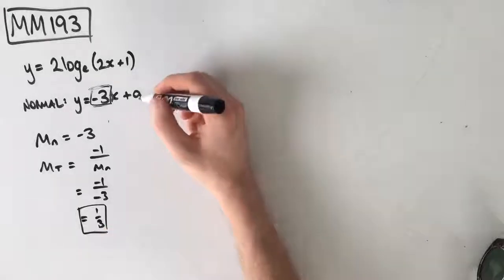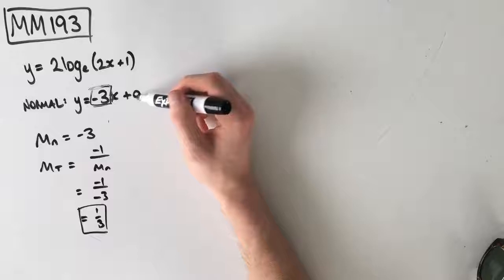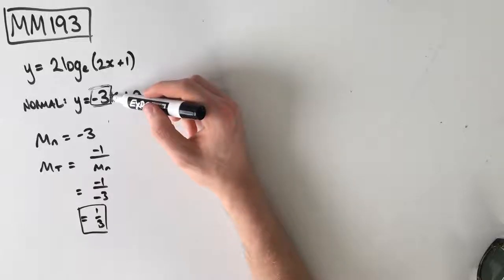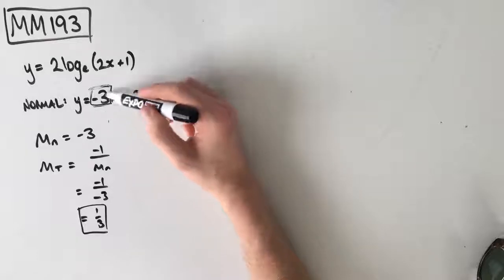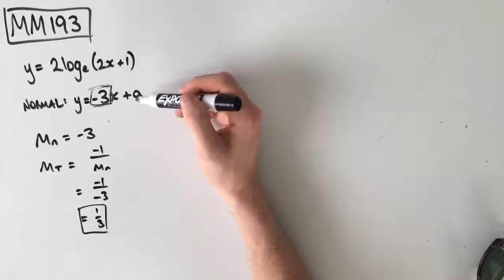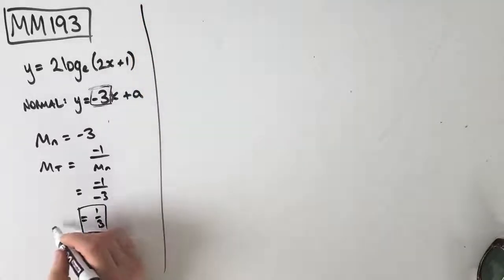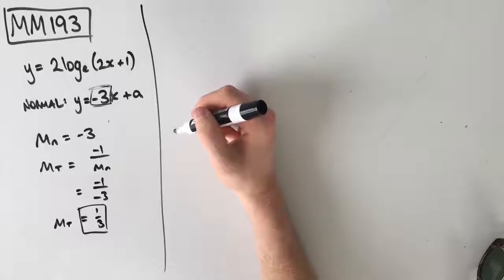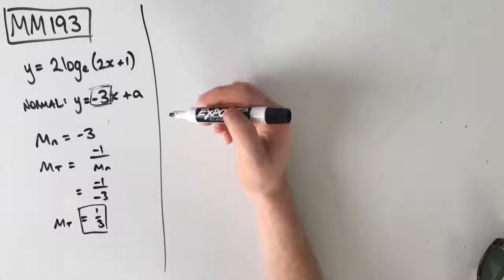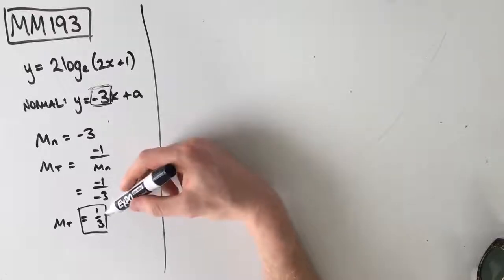Because we're trying to find out what a is, but we don't know where this point is happening, so we're not going to be able to find a yet. So basically what we need to do is find the x and y value that this normal is occurring at, which means that we can then find our value for a, okay? So we know that the gradient of the tangent at this particular point is going to be 1 on 3, and we need to find out what x value this is occurring at.